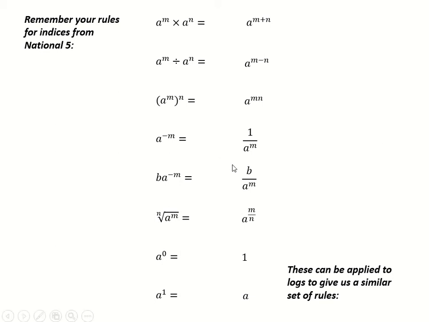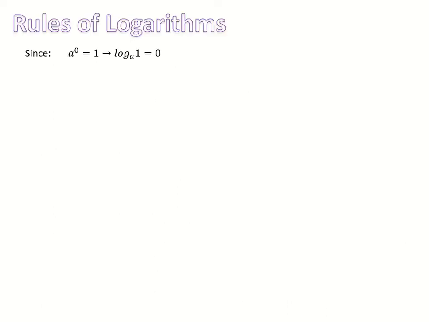The idea is, if you think about these bottom ones at least, if we have something equals something to the power of something else, that's what we're doing when we're applying logs. We're rearranging it into a logarithmic form. We can do the same with these rules to give us a set of laws or rules for logarithms. So if we have a to the power of 0 equals 1, if we rearrange that into logarithmic form, that would tell us that the log of base a of 1 equals 0.